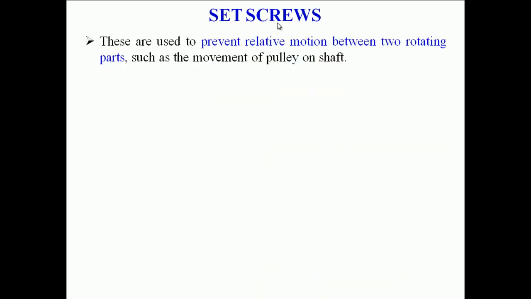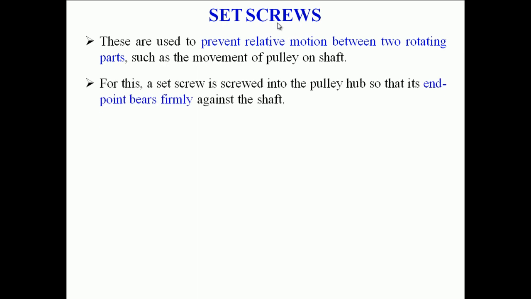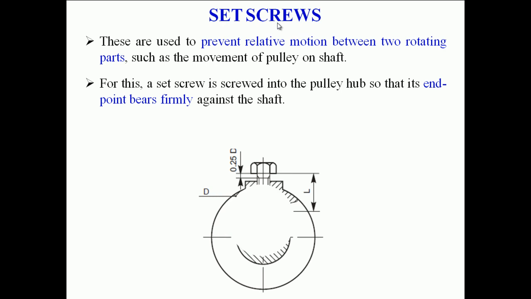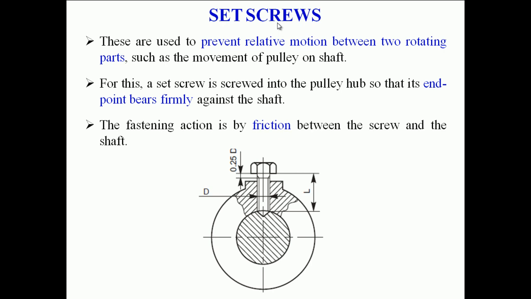Set screws. These are used to prevent relative motion between two rotating parts, such as the movement of a pulley on a shaft. For this, a set screw is screwed into the pulley hub so that its end point bears firmly against the shaft. So this is a schematic diagram of a set screw. The fastening action is by friction between the screw and the shaft.